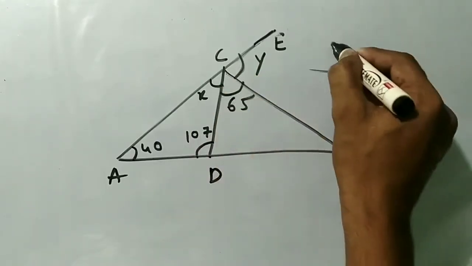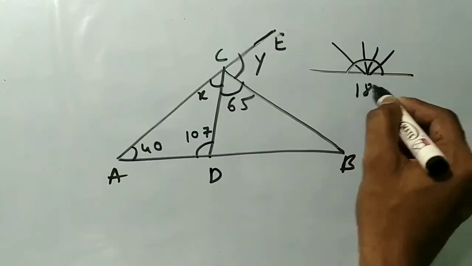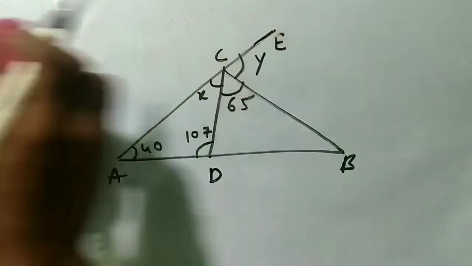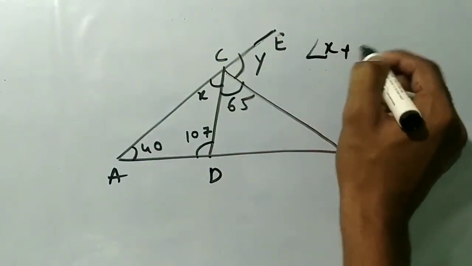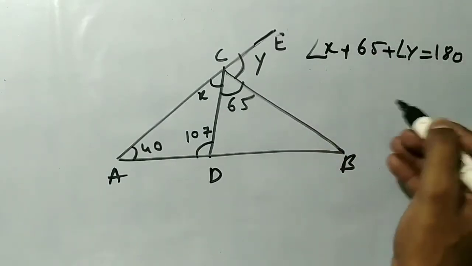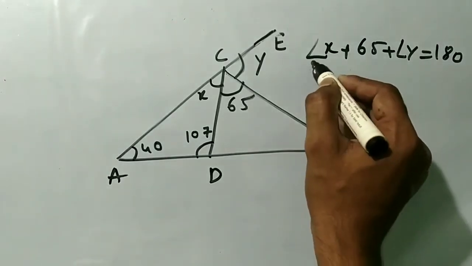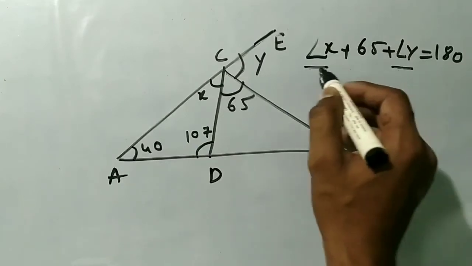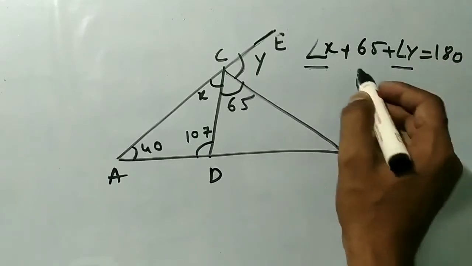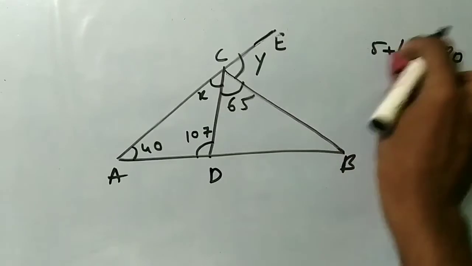So let us consider here, this all summation is equal to 180. So here also all summation is equal to 180. So that is angle x plus 65 plus angle y is equal to 180. So here unknown values are 2. So we have to find x or y first in order to find the other. So let us find x because it is easier to find.